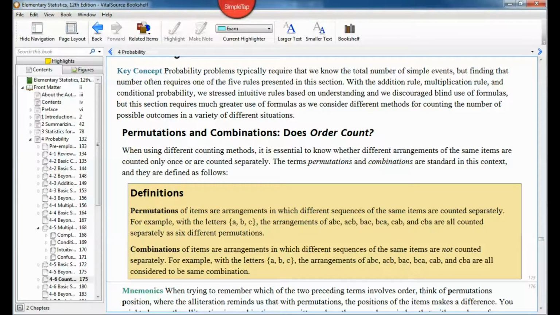Alright, so that's the difference. The main key to understand the difference between a permutation and a combination is that with a permutation, different groups will count separately. With combinations, different groups of the same 3 items, 2 items, however many items, will all be considered the same combination.